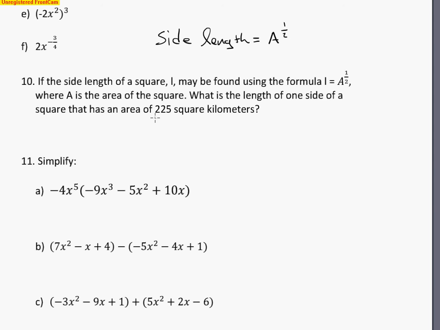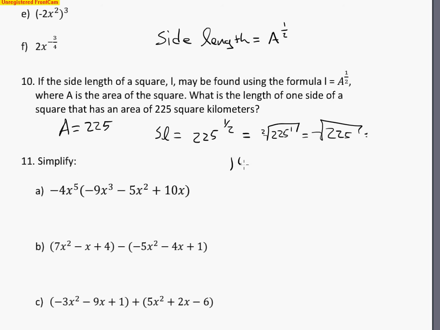So my area, I know that a equals 225, so I can just plug that in. My side length, that's l, I don't like how they use l, side length is, and then my area, 225 to the 1/2. Let's go ahead and T-bow that. So that's top in, 225 to the 1, bottom out. That's just the square root of 225, which I believe is 15.